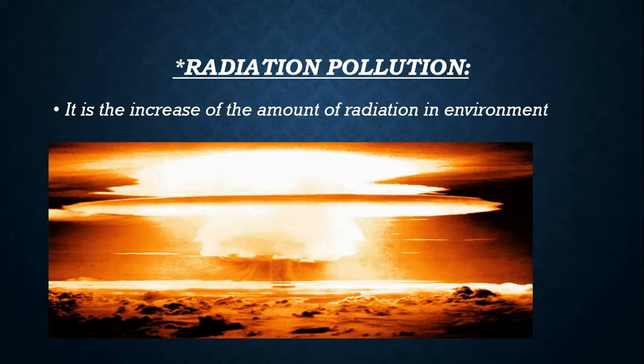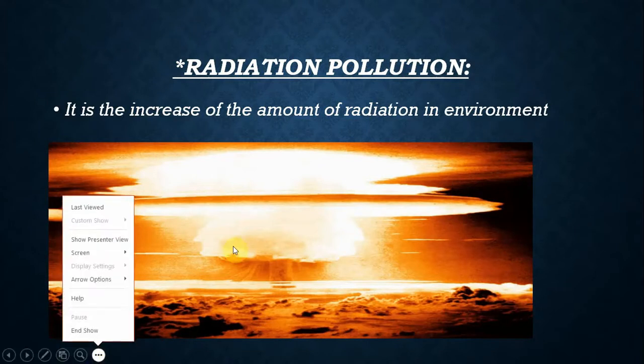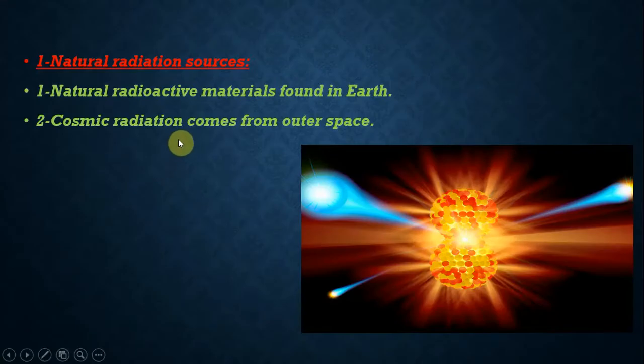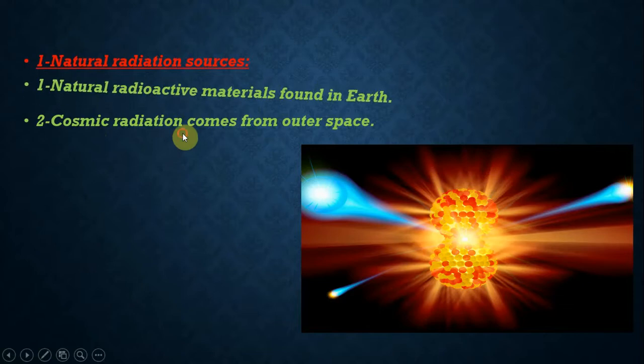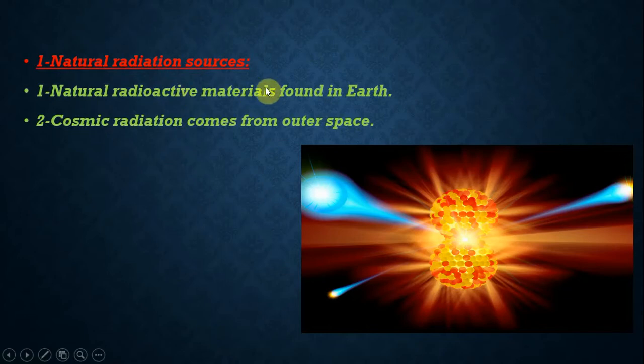Okay, let's talk about the harmful effect of radiation, which is radiation pollution. It is an increase in the amount of radiation in the environment. The radiation may come from natural radiation sources, like natural radioactive materials found on the earth, or from outer space, like cosmic radiations. So natural radiation sources are materials or elements found in the earth or coming from outer space.